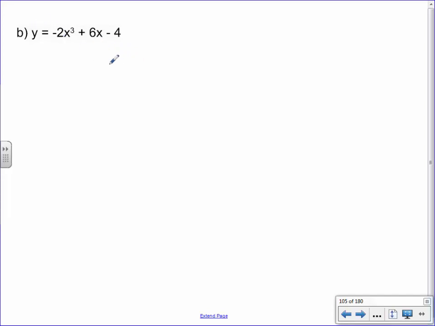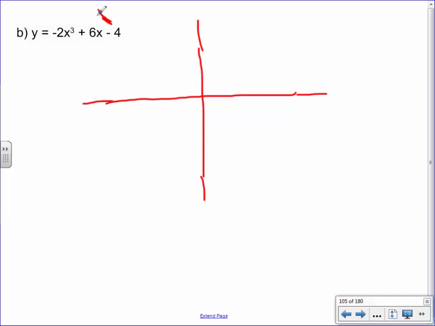Okay, it's cubic. How many roots could a cubic have? Could have 3, 2, or 1. Can it have 0 though? It can't have 0 because we know it has to go across the axes, right? So this one's a negative, so I'm going to start it up over here. So that gets me started.